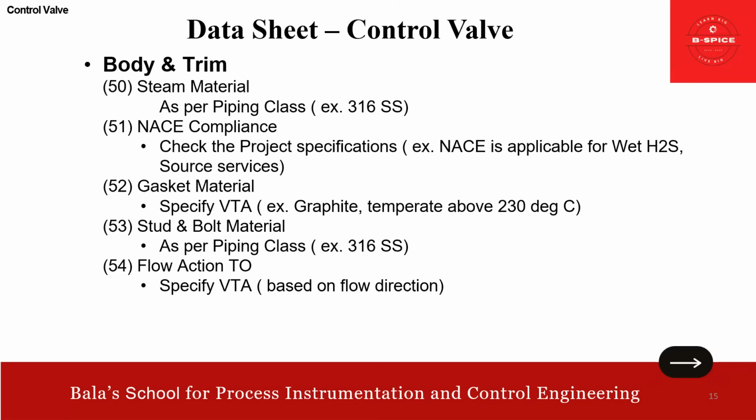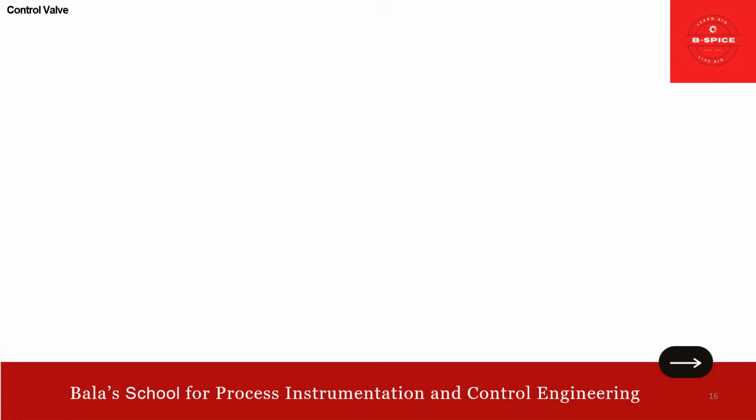Then flow action. Okay, this one we need to specify VTA based on the flow direction and of course based on the calculation results. Then we go with the body color. So this is based on the project requirements. Okay, this is basically defined in the project specification. You can pull out the data. Okay, that's all about body and trim.